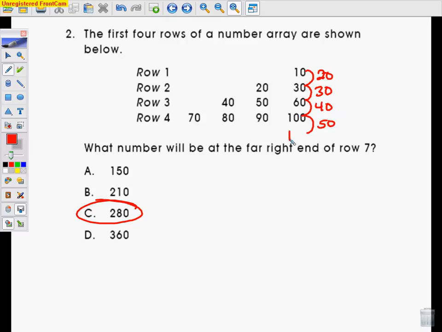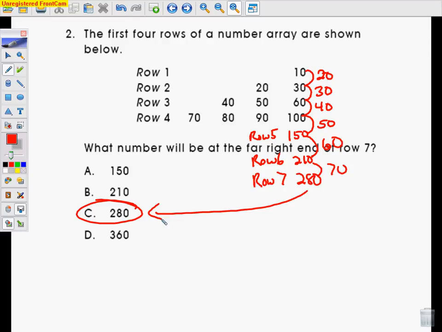So that'd be 150, and that'd be in row 5. Row 6, we would increase by 60. So that'd be 210. Row 7, we would increase by 70. So that'd be 280. And once again, we would get 280.